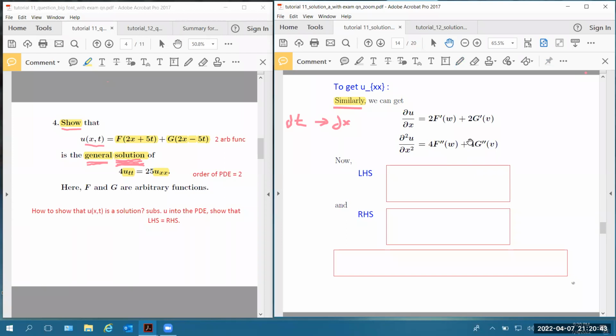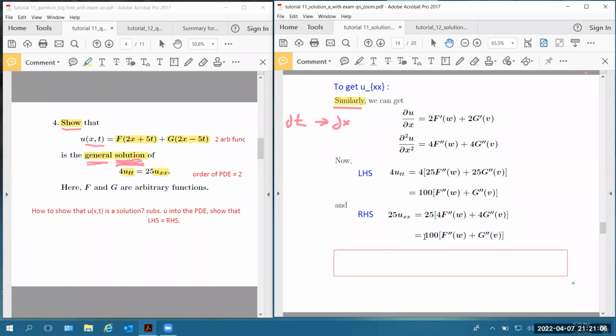Yeah. So this one you need to go home and write down your details. Okay, so now I got UTT, I also got UXX. So we are ready to put in the left-hand side and the right-hand side of the equation. So let me put in the left-hand side. Left-hand side is 4 UTT. All right, so you put in your UTT, simplify. Then your right-hand side there is 25 UXX. You put in your UXX, you also simplify.